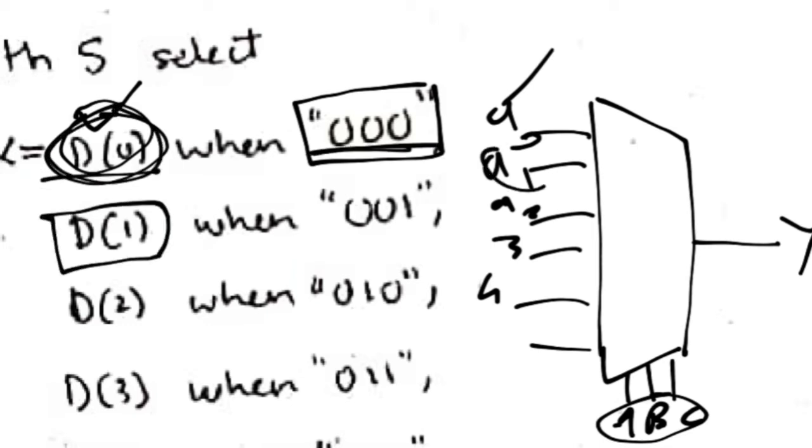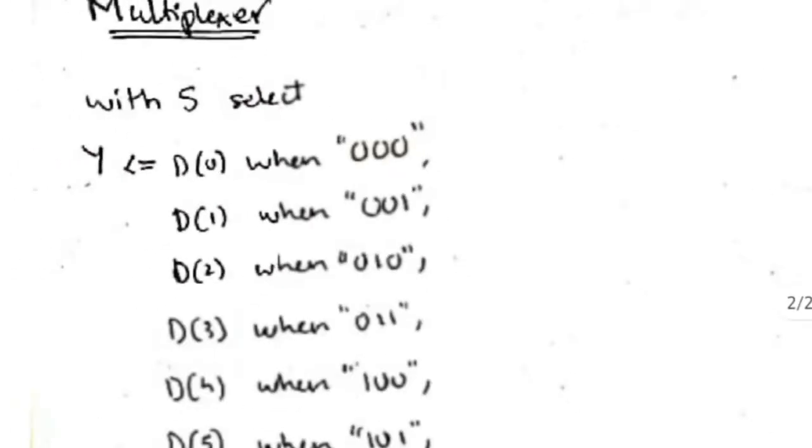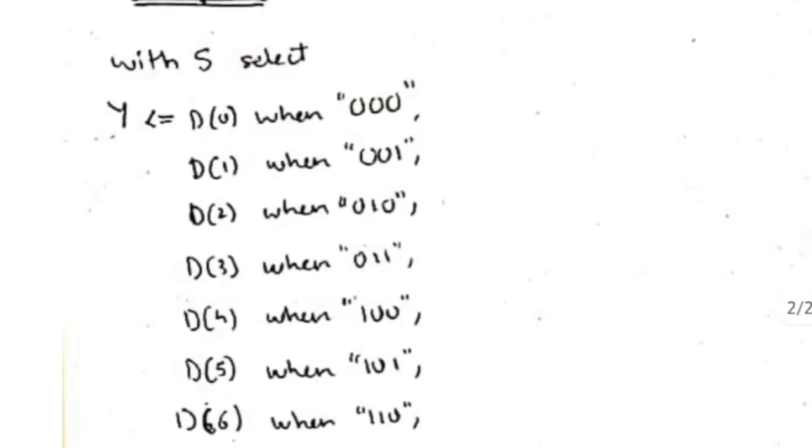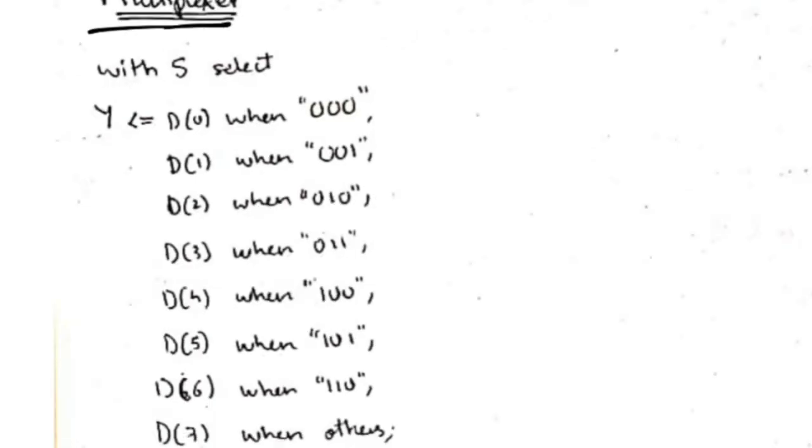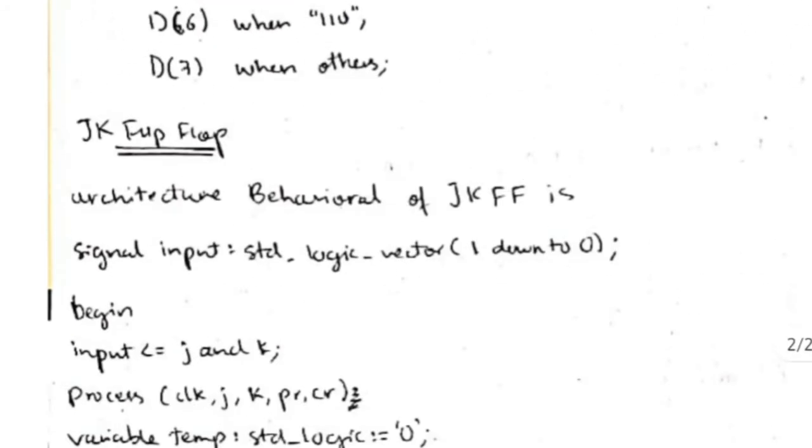D of 1, which is this one, should be selected when it is 0 0 1. That's all we are specifying here, and the output should go to Y. Okay, and that's it in the multiplexer part. Coming to the JK flip-flop, it's a bit hard.